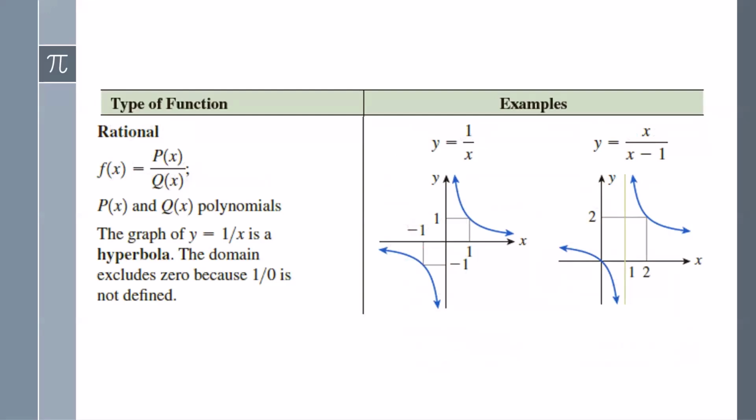A rational function is a quotient of two polynomials. So for example, something like y equals 1 over x, or y equals x over x minus 1. Where the denominator q is equal to 0, we're going to end up having an asymptote.